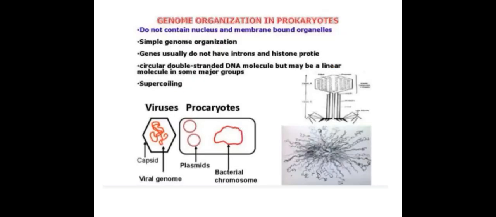Genome organization in prokaryotes: they do not contain a nucleus or membrane-bound organelles. Simple genome organization: genes usually do not have introns and histone particles. The genome is a circular double-stranded DNA molecule, but may be a linear molecule in some major groups. It is supercoiled. Then viruses, capsid, viral genome; prokaryotes, plasmids, bacterial chromosomes.